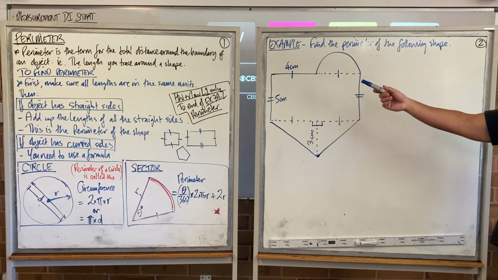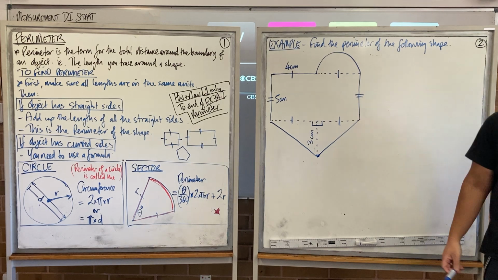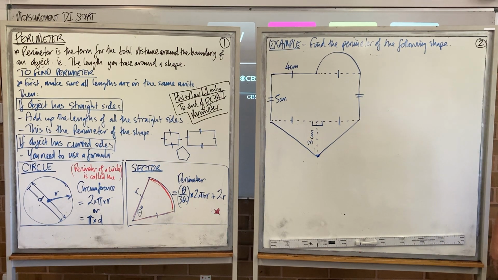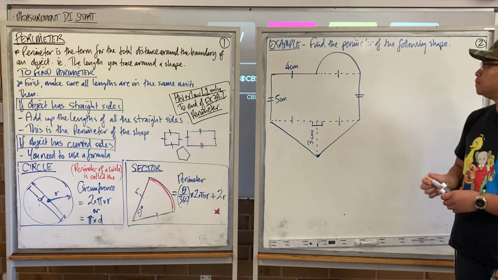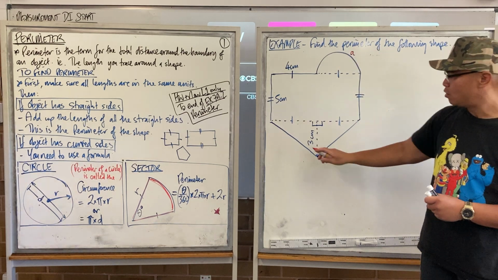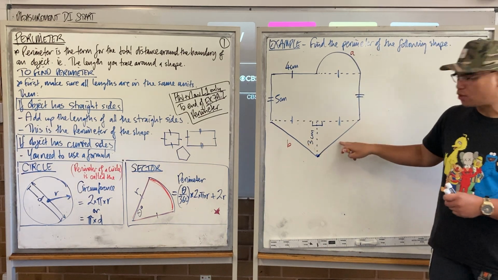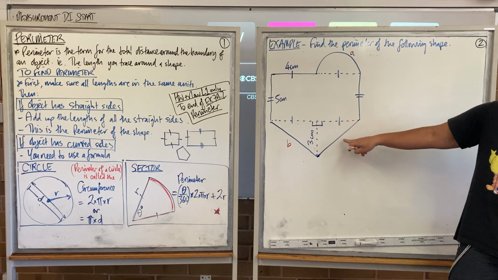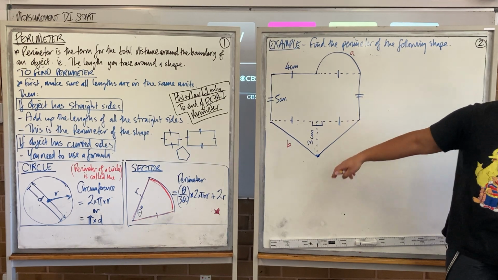Does it have circular elements to it? Does it have straight bits? How many sides do we not know how long they are? There's three. Let's call this one A. Let's call this one B. Do I have to call this something different or is it going to be the same? It's going to be the same, okay?